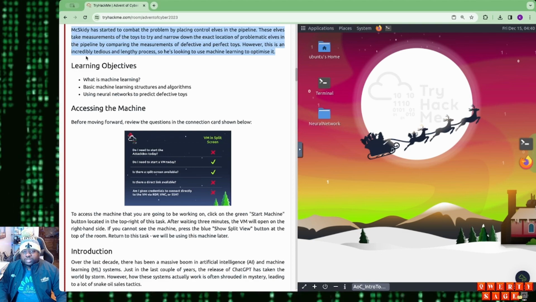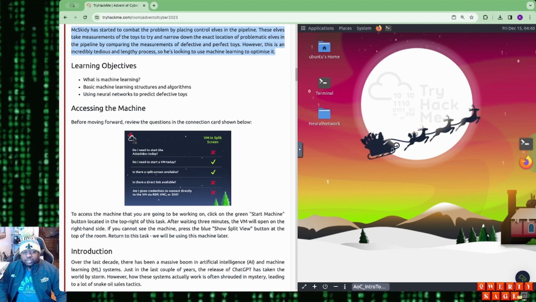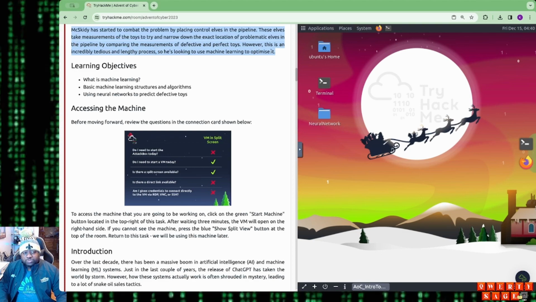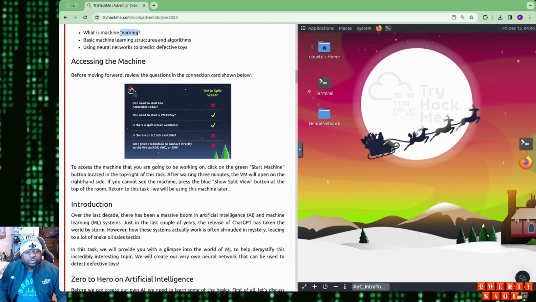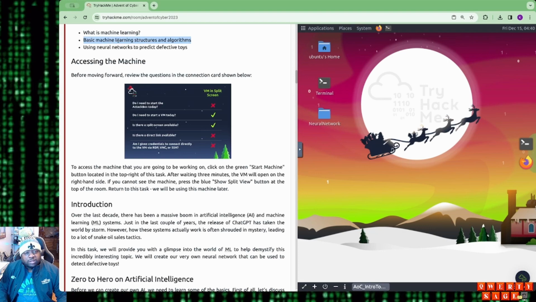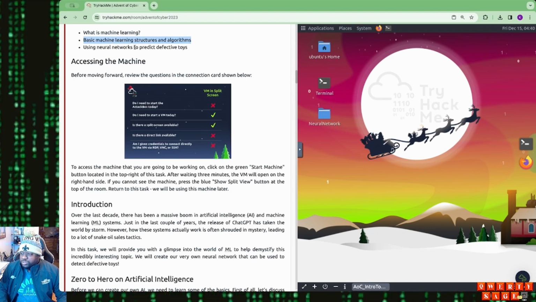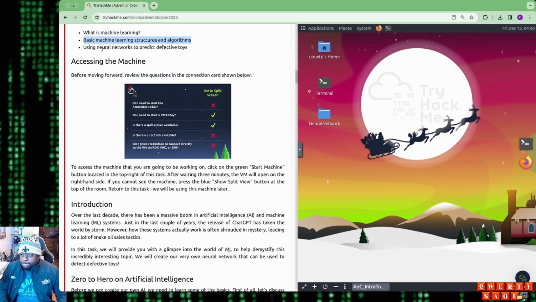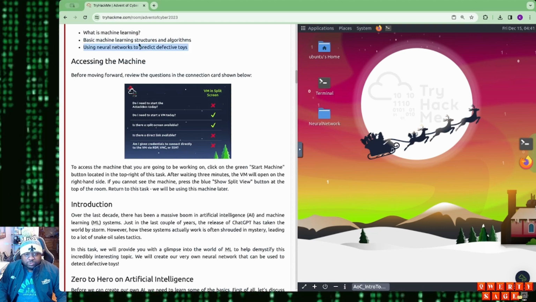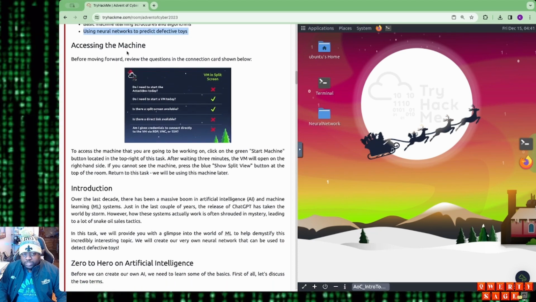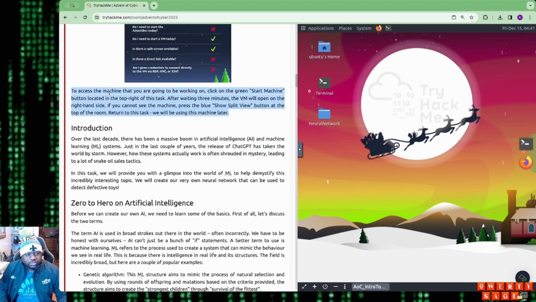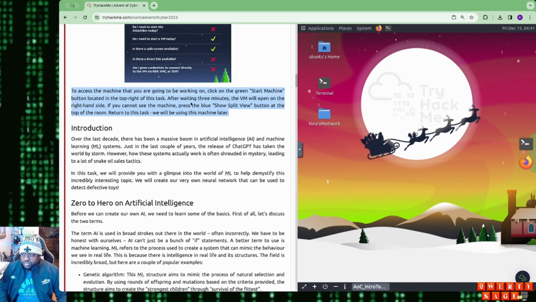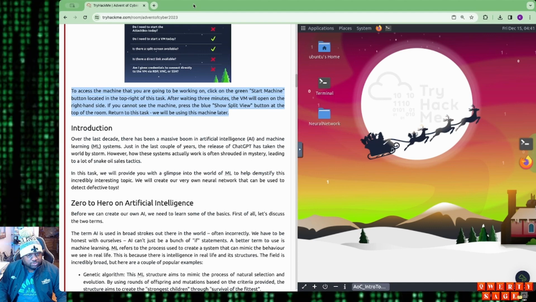However, this is an incredibly tedious and lengthy process, so he's looking to use machine learning to optimize it. All right, we're going to talk about machine learning, basic machine learning structures and algorithms, and using neural networks to predict defective toys. I've already started the attack box. It's in split screen mode.